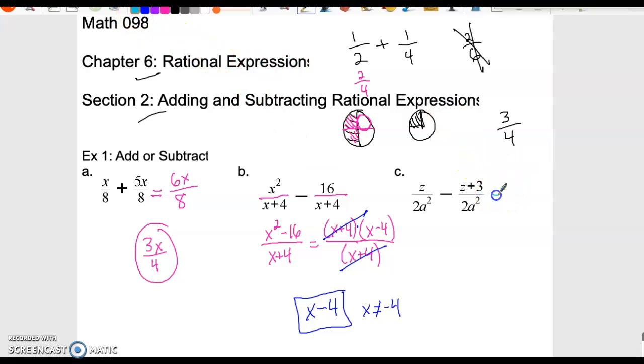And then letter C. What's very important with this one is, okay, the denominators are the same already, but make sure you distribute that minus to each term, because you have to subtract the quantity of positive 3, so it makes it minus 3 there. So these two z's will cancel. 1z minus 1z is 0z, but the mistake I see often is students not writing negative 3 over 2a squared.